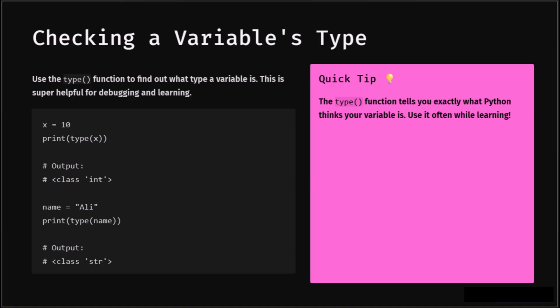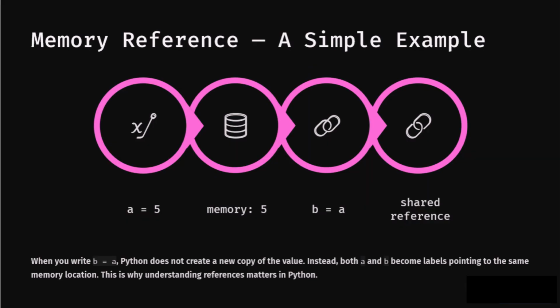My quick tip for you, use the type function often while you are learning. It's like having an X-ray vision tool for your variables, ensuring your data is exactly what you expect it to be. To wrap up our deep dive into variables, let's look at how Python handles assignments between variables.